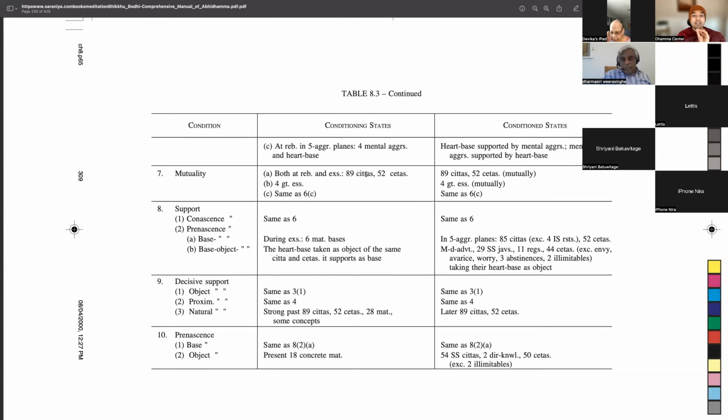So just because it's there as 89 chittas and 52 chetasikas, please do not take it in a manner where it is some supernormal position where all of this arises. No. Again, as we spoke about yesterday, we are talking about potential, right? The probabilities of it arising and its results.